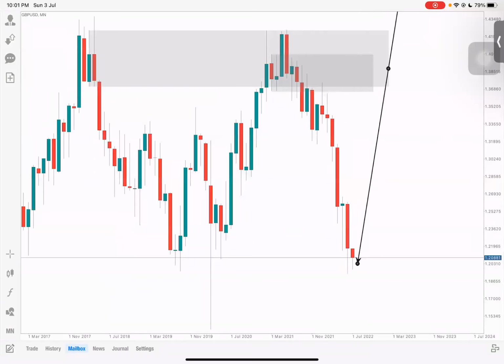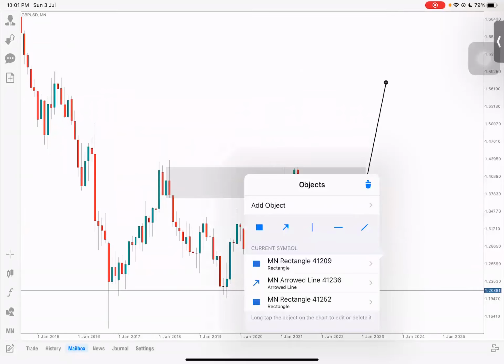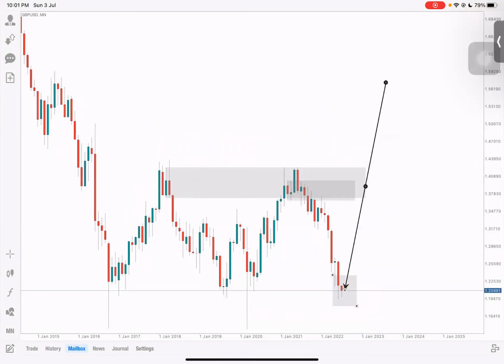The most important is the CMP. CMP is here, not here, CMP is here. So what you need to do is use your box again and find the nearest engulfing to your current market price. First thing first, I'm not going to mark here because this is not an engulfing sell.